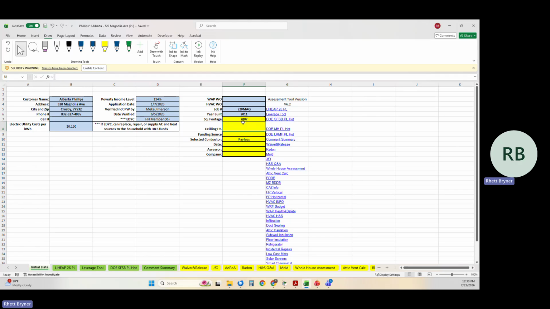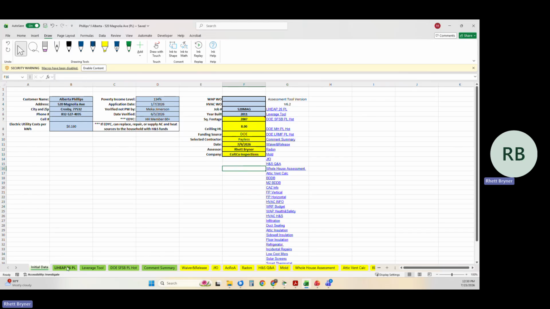Ceiling height, this is your average ceiling height for the whole house. In this case, it was all 8-foot ceilings. Funding source, this can vary a little bit, but typically it's going to be DOE. So just select DOE, continue on. Next is your date. This one was on July 9th. Assessor is yourself, whoever did this, or whoever you're training under. That's me. And then company, whoever you're working for. This is the company itself, not BakerRipley. For my company, it's going to be ColtCo Inspections.